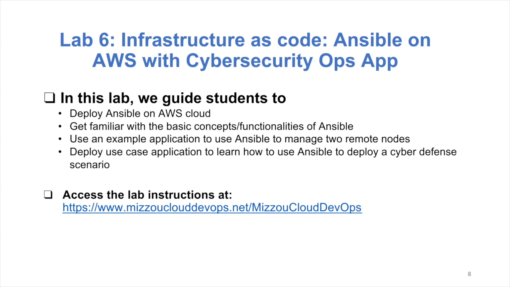This lab module can be accessed from the highlighted link, and the heading of the module is Infrastructure as Code, Ansible on AWS with Cybersecurity Operations app, with lab number 6. Now I will move on to demonstrate the 4 bullet points shown here, through a deployment of Ansible to the deployment of the use case application to learn the cyber defense scenario.